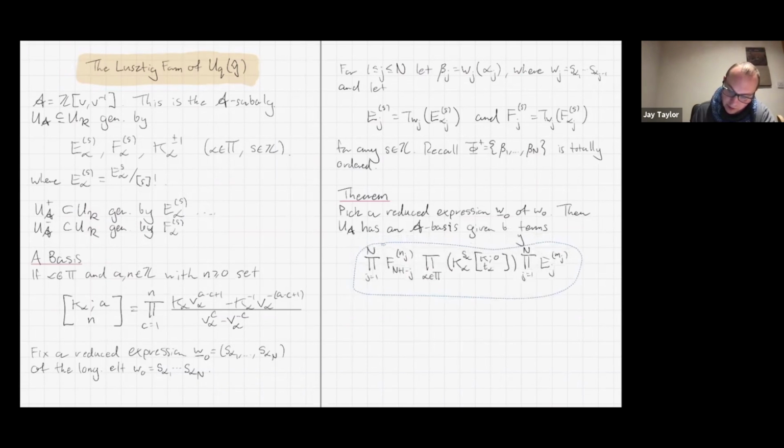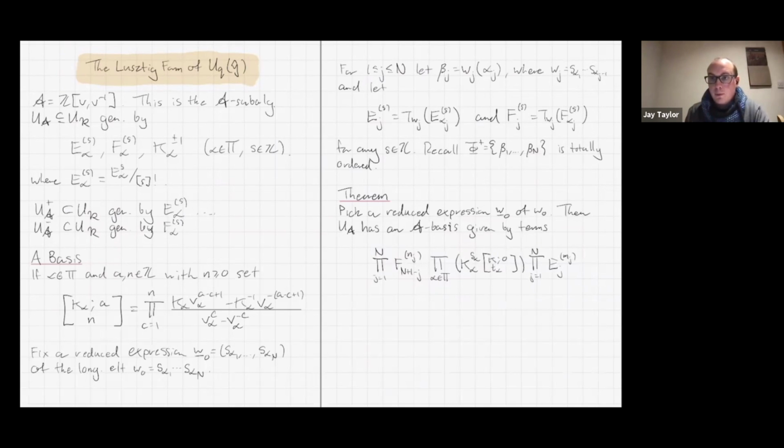Okay, so when I look at these terms, I'm going to go through the ordering in the positive roots in one direction, and then I'm going to go in the opposite ordering for the negative roots. And I should have n_j, m_j, t_alpha greater than or equal to 0, and delta_alpha in {0, 1}.